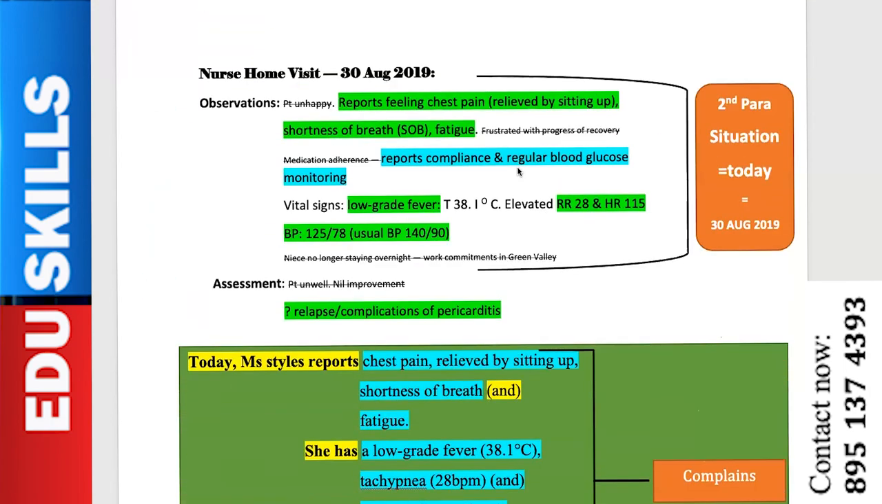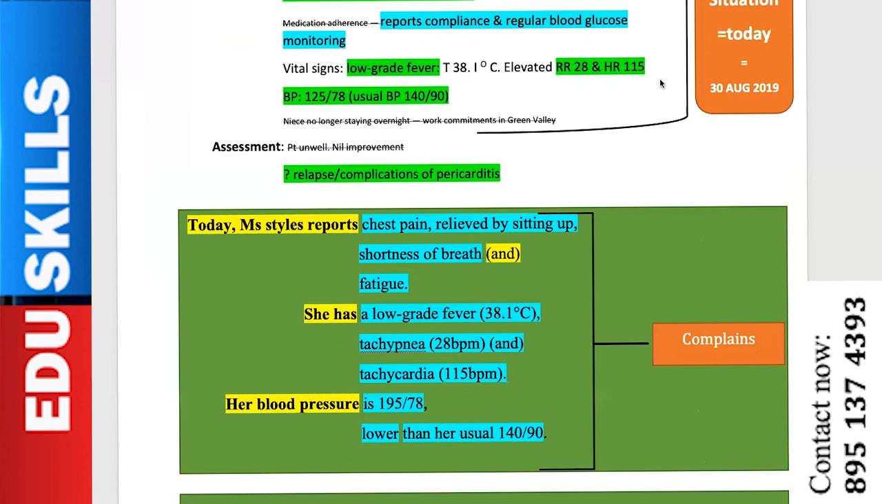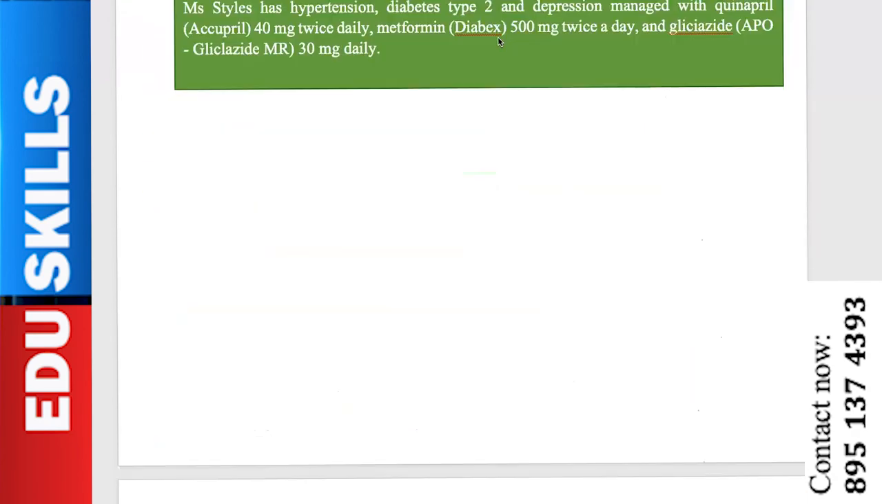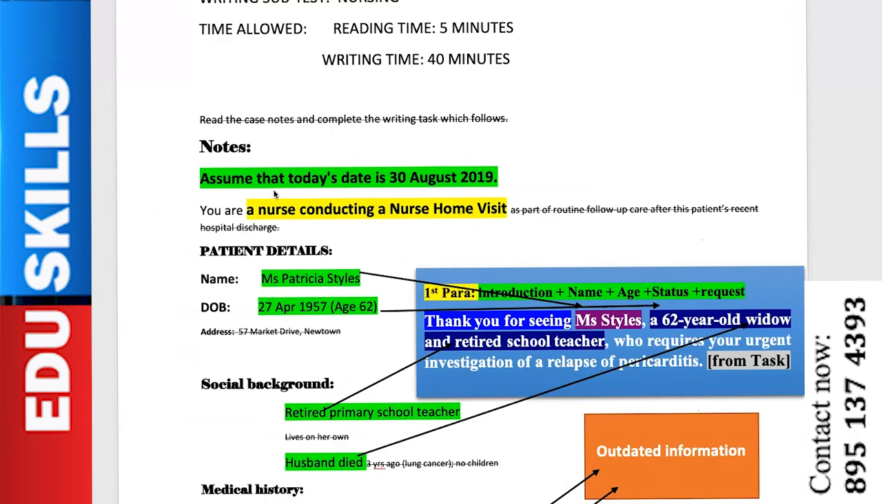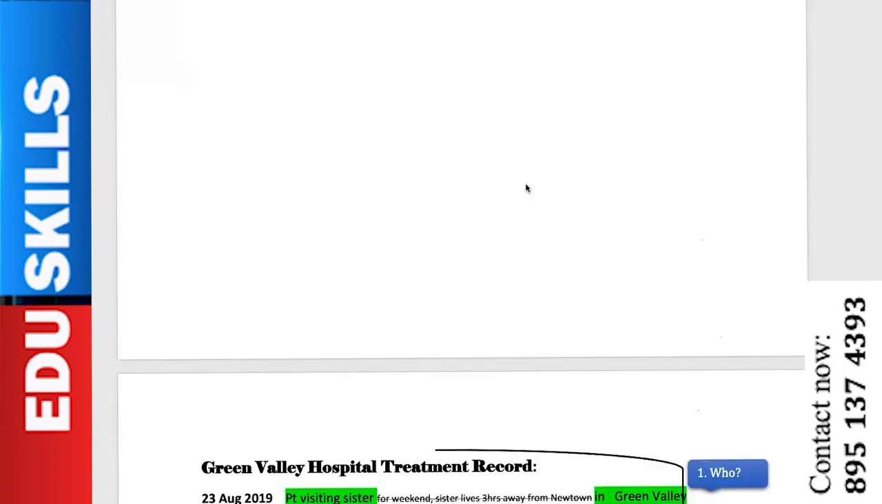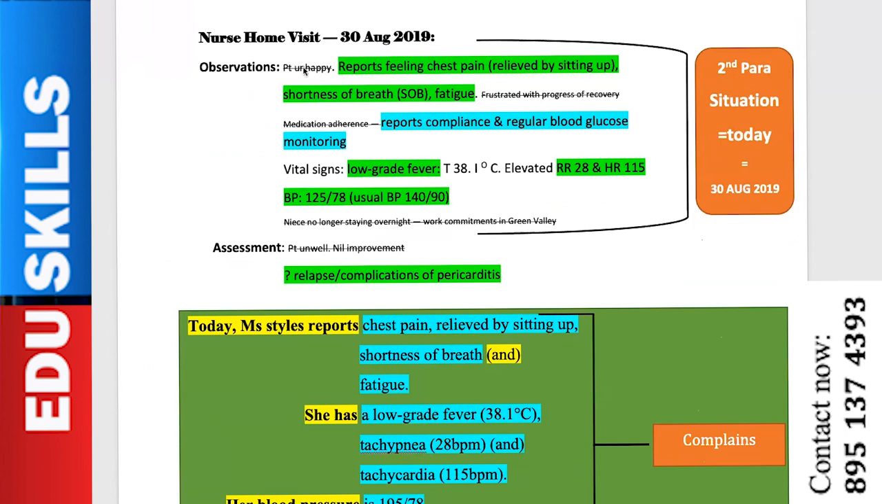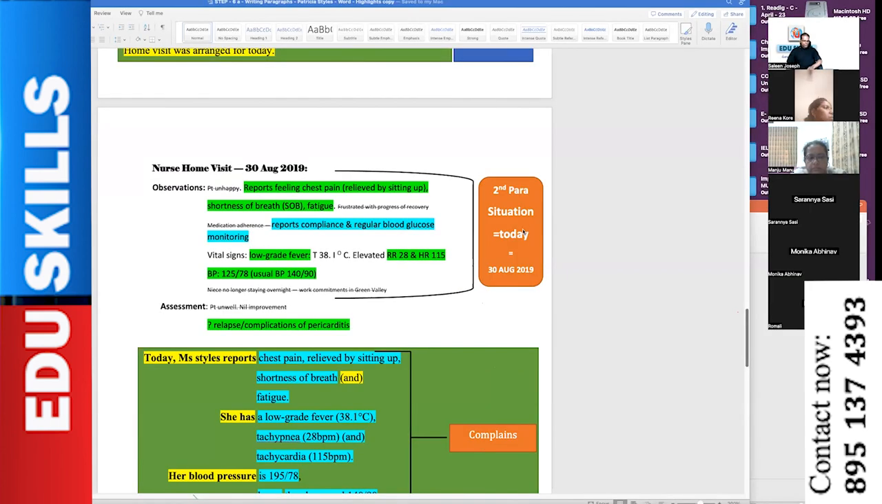Okay, now again, we are coming to the nurse home visit, which happened today. How do you know it is today? The date is mentioned in the very beginning of the case note. Assume that today's date is 30th August 2019, and here the home visit is happening on 30th August 2019. So instead of that date, you can write today, because you are reporting, so you'll have to use present tense. Because today you visited and you are explaining what happened today.